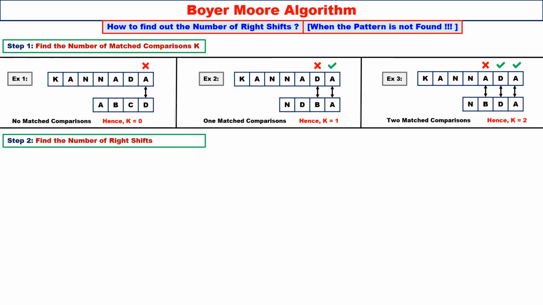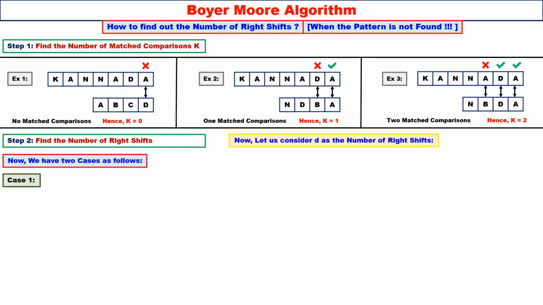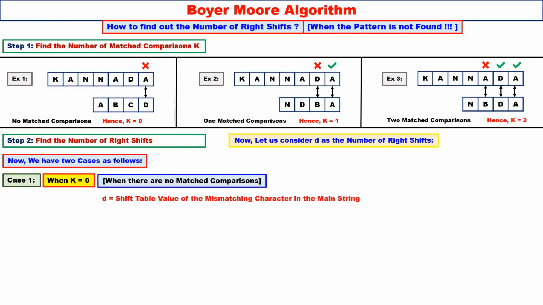Find the number of right shifts. Let us consider D as the number of right shifts. So what is D? D is the number of right shifts that we have to do when the pattern is not found. There are 2 cases. Case 1, when K is equal to 0, meaning when there are no matched comparisons. In this case, D is the shift table value of the mismatched character in the main string. Very simple. So what is D? You take the shift table value of what character? Of the mismatched character in the main string.